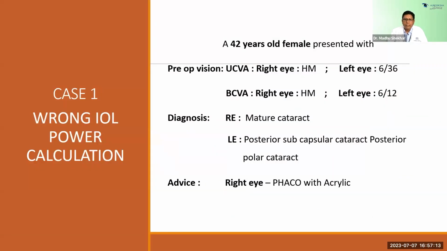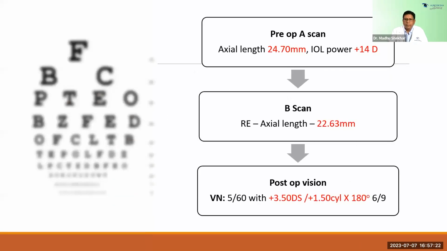In this case, you can see that the patient presented with mature cataract in the right eye and was planned for right eye phaco with acrylic IOL. In the pre-op A scan, axial length was 24.70, and IOL power calculated was plus 14 diopter. In that case, we did a B scan also. B scan axial length was showing 22.63 millimeter. Then on the post-op visit, the patient was having only 5/60 vision, which improved to 6/9 with minus 3.5 diopter of spherical and plus 1.5 diopter of cylindrical power.